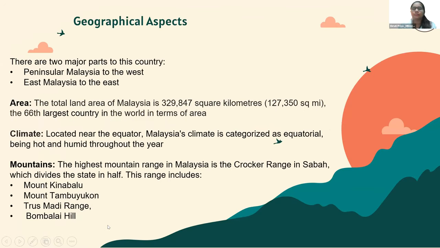Next, talking about the geographical aspects of the country. The country's total land area is around 329,847 square kilometers, and according to its area it is the 66th largest country. The country is divided into two parts: Peninsular Malaysia and East Malaysia. The highest mountain range in Malaysia is the Crocker Range. Can you tell me the name of the state in which the Crocker Range is present? Anyone? Sabah. Yes, Sabah. This range divides the country into Peninsular and East Malaysia. Other ranges in Malaysia include Mount Kinabalu, Mount Tambuyukon, Titiwangsa Range, and Bombalai Hills.